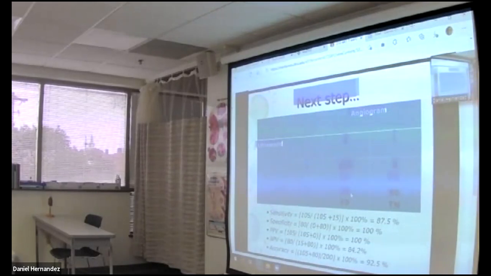So 15 would be a false positive, because on the angiogram it was actually negative, but the ultrasound is positive. So that's a false positive, right? Are you sure? Because I was wrong on that one. Okay, try again.